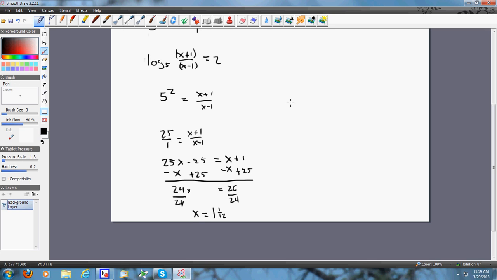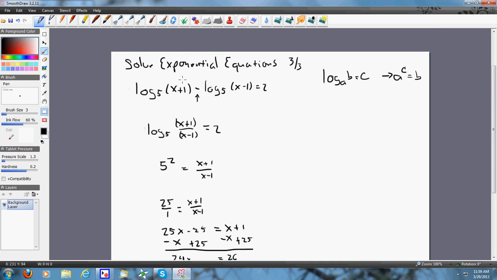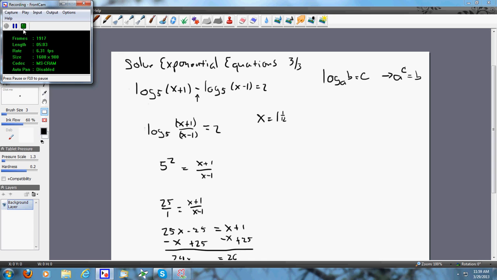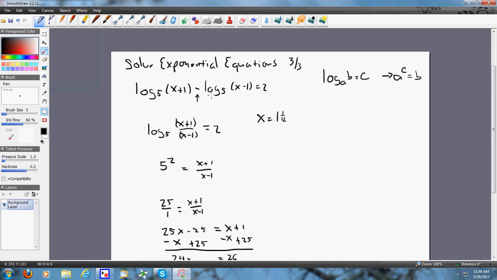Once I get my solution, it's always important to double check just to make sure that 1 and 1/12 will not make any of these values negative. And this one's positive and this one's positive, so my solution checks. x equals 1 and 1/12. I should probably say, if it does make it negative, then your solution's no good. It's not valid.